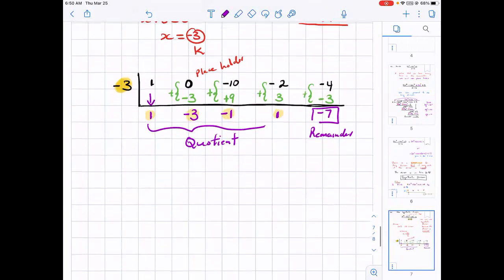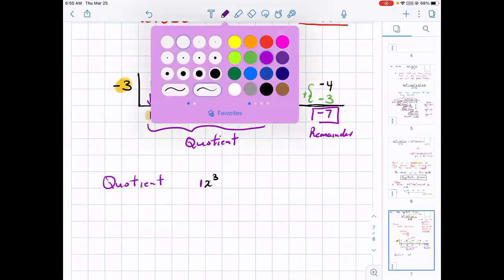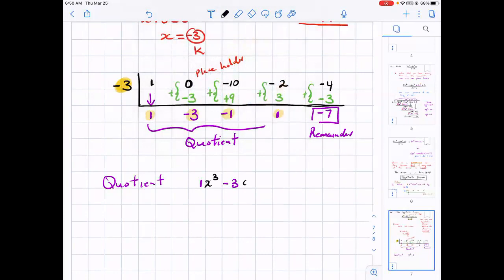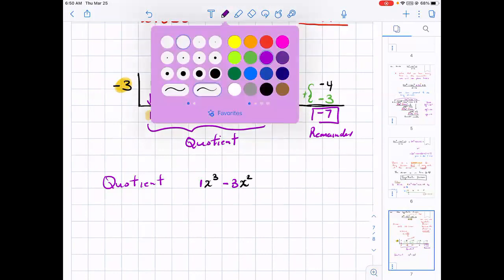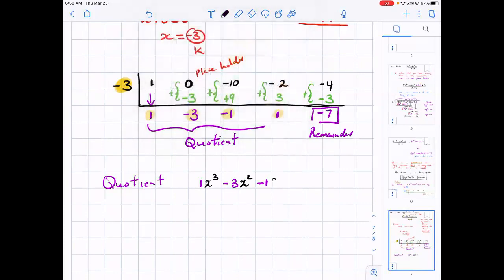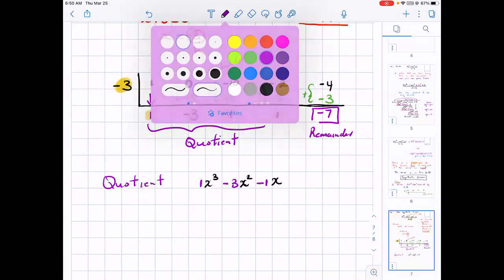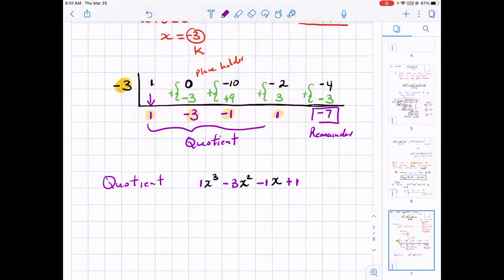So the quotient is, be careful, 1 x cubed, then we have minus 3 x squared, then we have minus 1 x, plus 1, and plus, always plus the remainder, which is minus 7 over x plus 3.